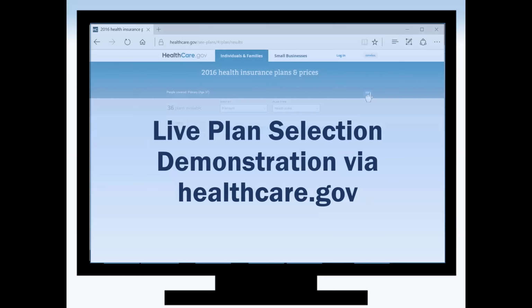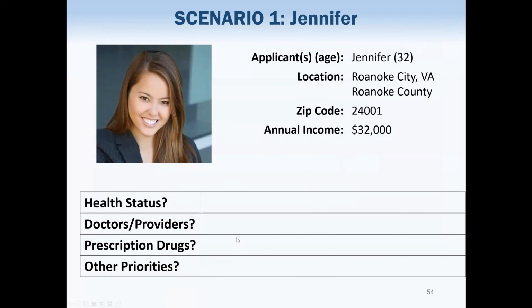Great. Now let's move on to our last section, where we're going to go on to healthcare.gov and look at how we might help 3 different family scenarios around the country navigate this process. So the first consumer is a 32-year-old woman who's from Roanoke County and makes $32,000 a year. As we talk to her through the appointment, we're going to learn more about her health status.